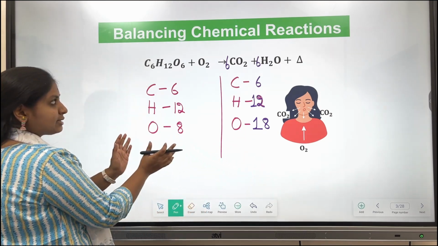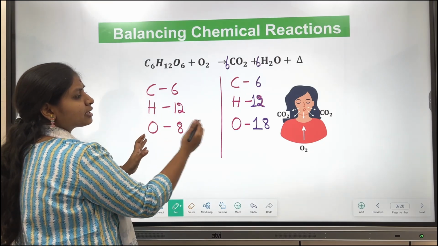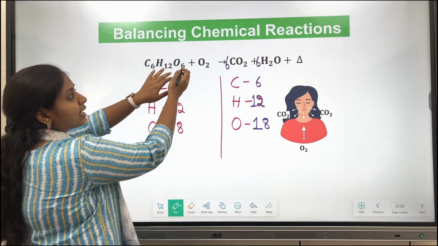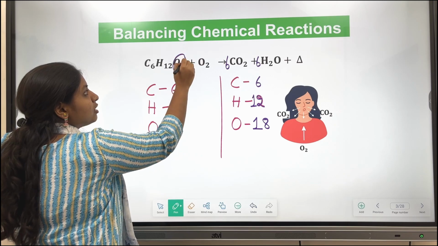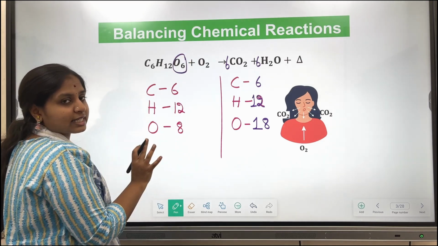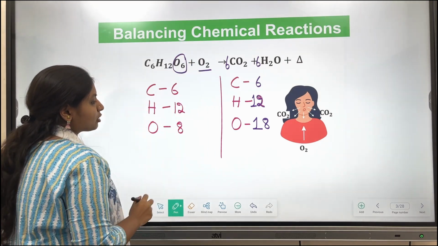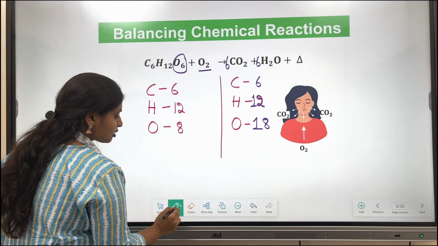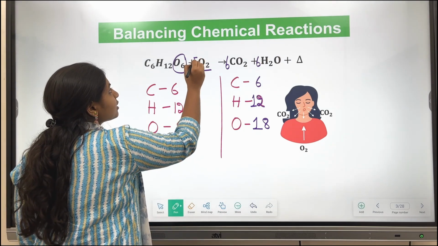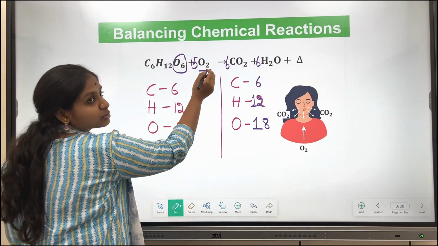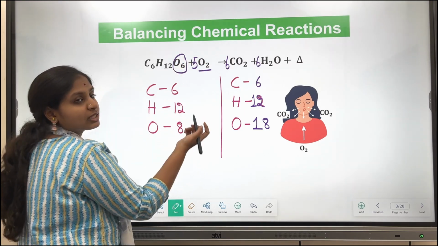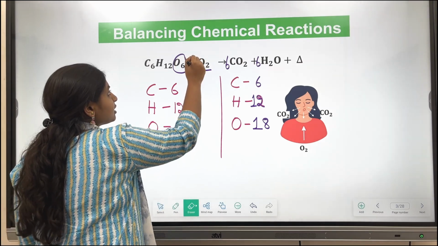So we'll come to the lesser side and we have to increase it. Here there are only 8, and 6 of those are from the glucose molecule. Let's not touch that. Let's take the single molecule. We have to increase it. So I'll multiply here with 5. 5 times 2 is 10. 10 plus 6, only 16, so it is not balanced.